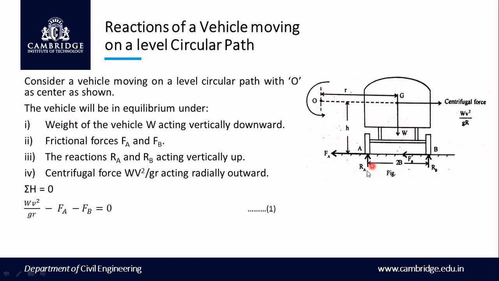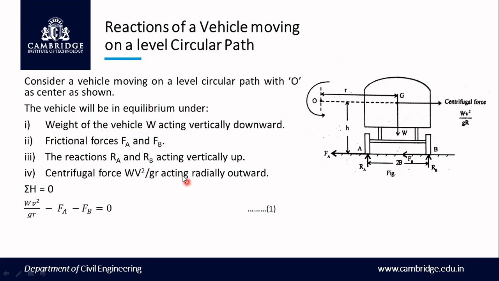So to calculate these reactions RA and RB of a vehicle moving on a level circular path. This is not super elevated, so it's a level road. You just need to find out the reactions RA and RB. So consider a vehicle that is moving on a level circular path with O as the center, as shown in the figure. If you're seeing this figure, we are taking a curve towards the left, keeping this O as the center of the curvature. So the vehicle will be in equilibrium under all these forces.